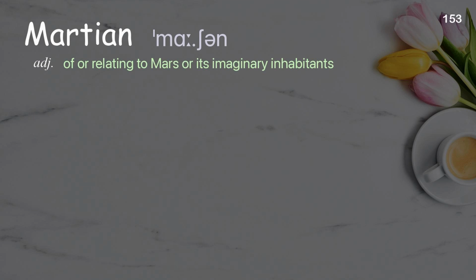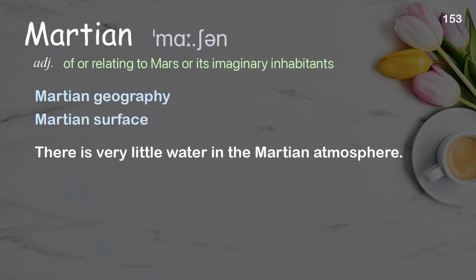Martian. Of or relating to Mars or its imaginary inhabitants. Examples: Martian geography. Martian surface. There is very little water in the Martian atmosphere.